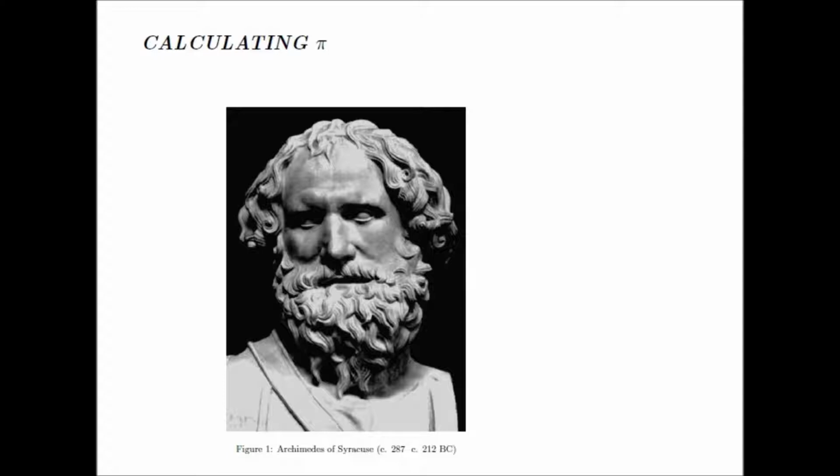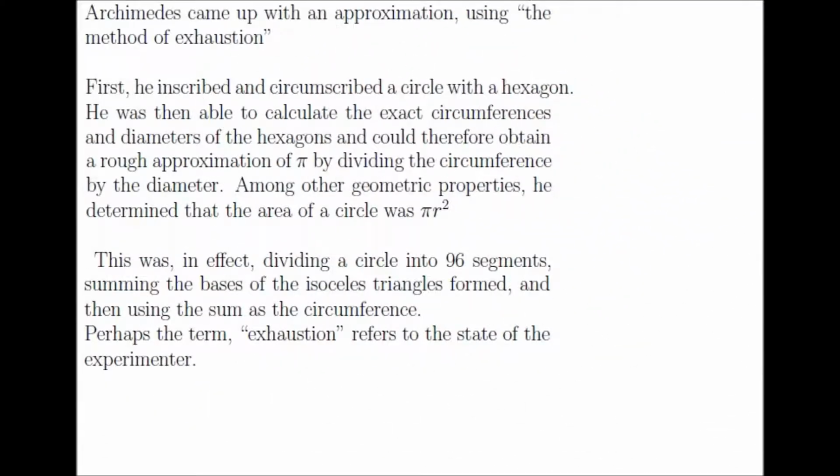Calculating pi. Archimedes came up with an approximation, using the method of exhaustion. First, he inscribed and circumscribed a circle with a hexagon. He was then able to calculate the exact circumferences and diameters of the hexagons and could therefore obtain a rough approximation of pi, by dividing the circumference by the diameter.